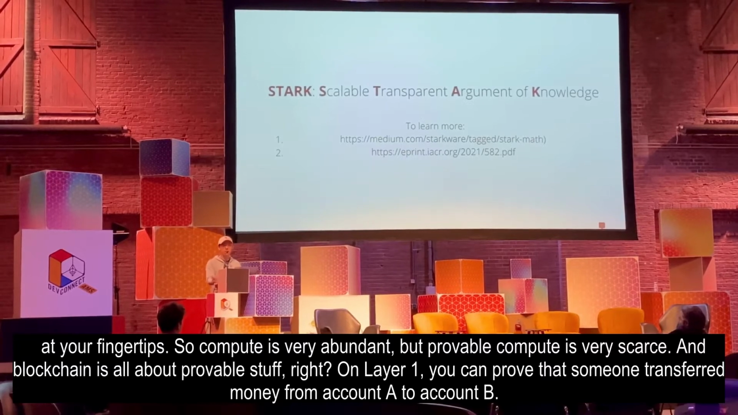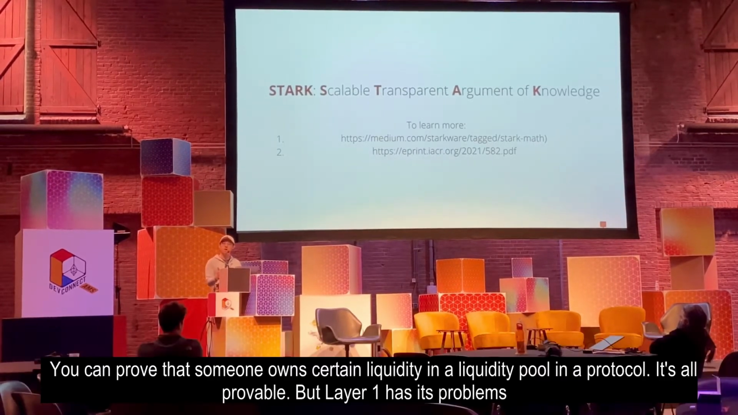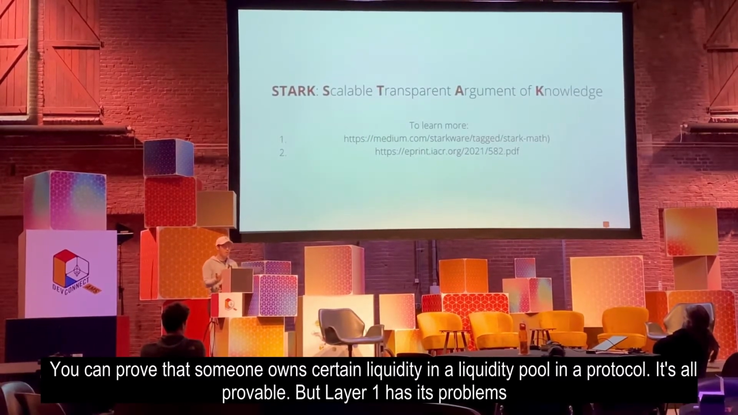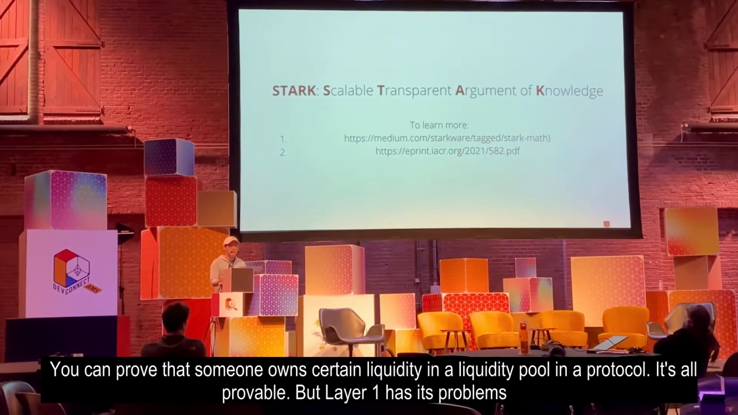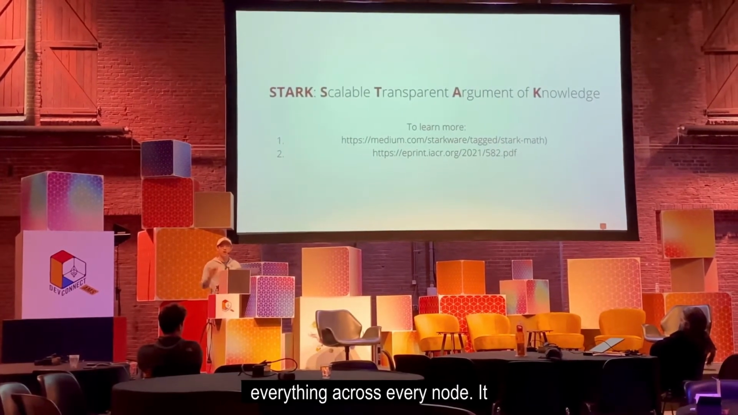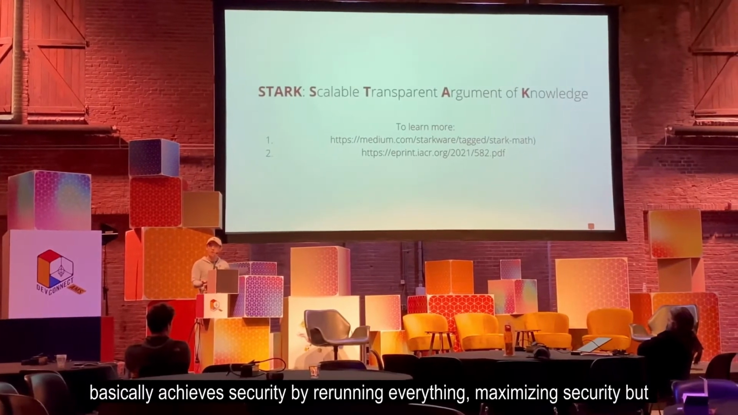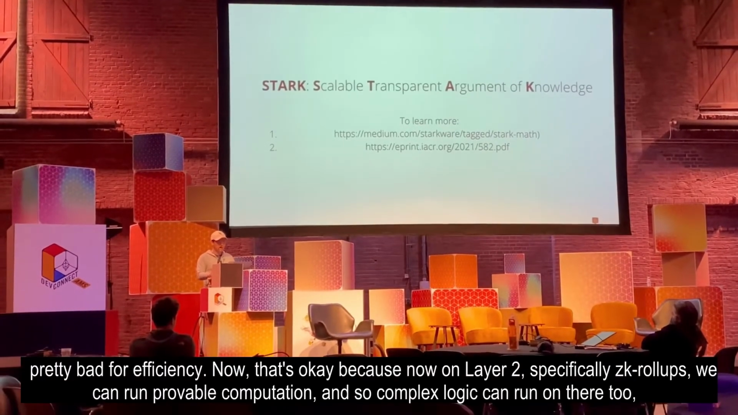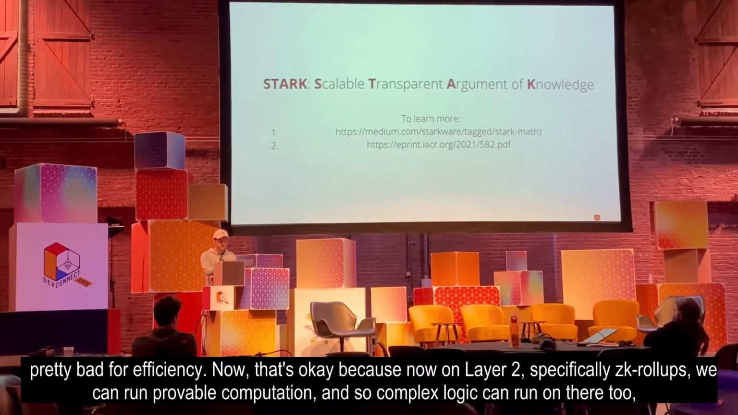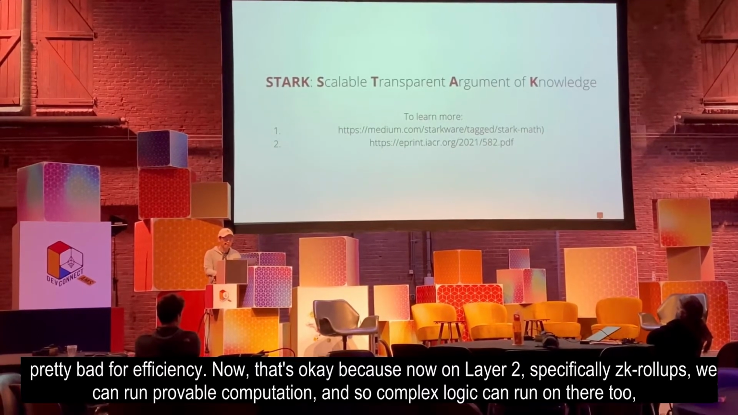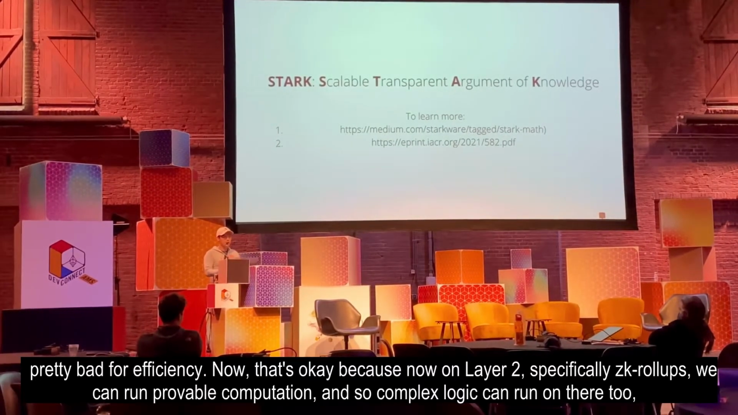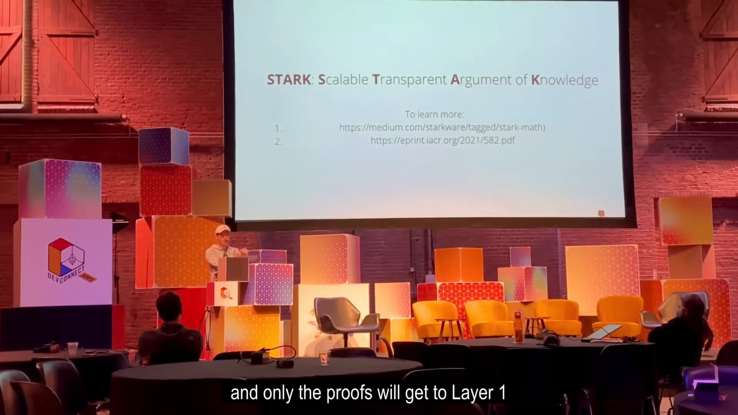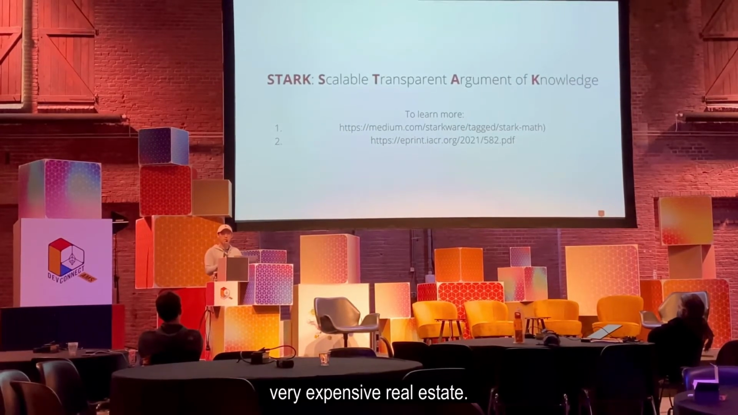On layer 1, you can prove that someone transferred money from account A to account B. You can prove that someone owns certain liquidity in a liquidity pool in a protocol. It's all provable. But layer 1 has its problem because it's rerunning everything across every node. It basically achieves security by rerunning everything, maximizing security, but pretty bad for efficiency. But that's okay because now on layer 2, specifically ZK rollup, we can run provable computation. And so complex logic can run on layer 2 and only the proofs will get to layer 1 and be posted on those very expensive real estate.